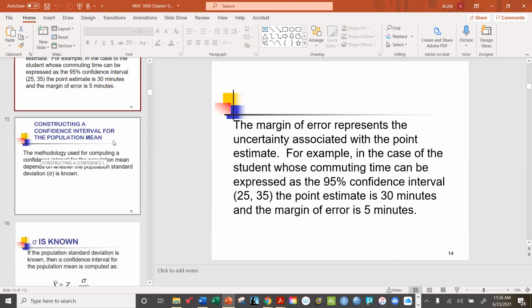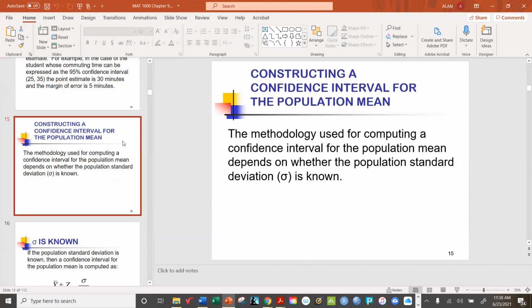All right, so what we'd like to do now is some actual calculations. It turns out that if we want to construct a confidence interval for the population mean, there are two cases that we will run into. And they depend on whether or not we know the value of the population standard deviation.